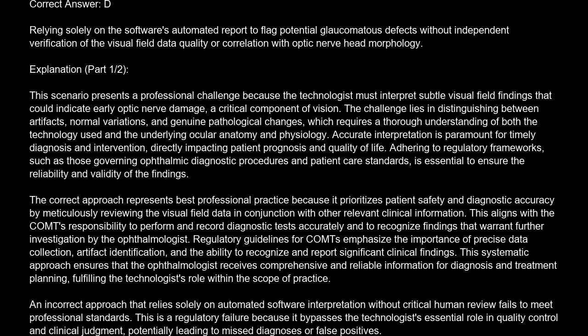Explanation. This scenario presents a professional challenge because the technologist must interpret subtle visual field findings that could indicate early optic nerve damage, a critical component of vision. The challenge lies in distinguishing between artifacts, normal variations, and genuine pathological changes, which requires a thorough understanding of both the technology used and the underlying ocular anatomy and physiology. Accurate interpretation is paramount for timely diagnosis and intervention, directly impacting patient prognosis and quality of life.